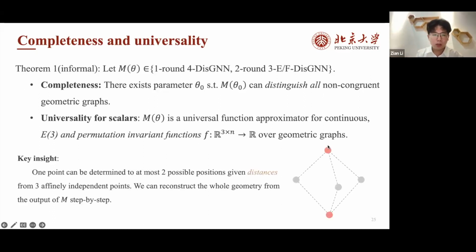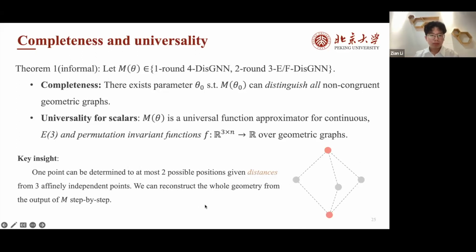And the key insight for the two properties is that 1 point can be determined to at most 2 possible positions if we give the distances of it from 3 affinely independent points, as shown in the right figure. If you give the distances from the red node to the 3 green nodes, you can get its 2 possible positions. And actually, we can eliminate 1 fake position in some way, and we can maintain the real position and reconstruct the whole geometry from the output of M in a step-by-step manner.